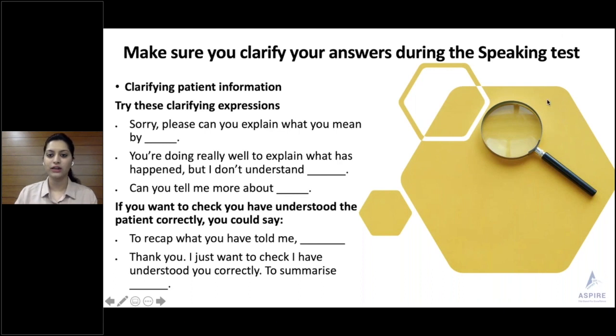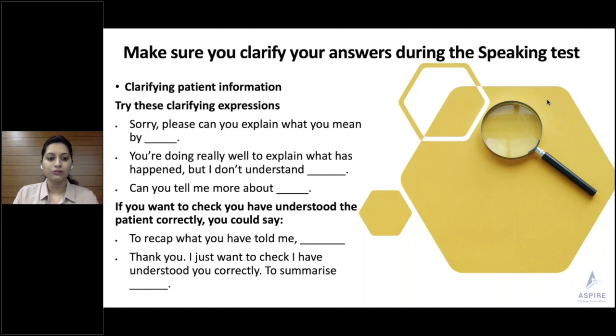This is a very important aspect. Make sure you clarify your answers during the speaking test. There are several useful expressions that can help you clarify. Say if you want to check if the patient has understood you, or if you haven't understood the patient properly and you want to re-ask the question, it is okay to do so, because this is what you would do in a natural workplace setting. We have provided some examples here. If you want, you can read through it. I will read it for you.